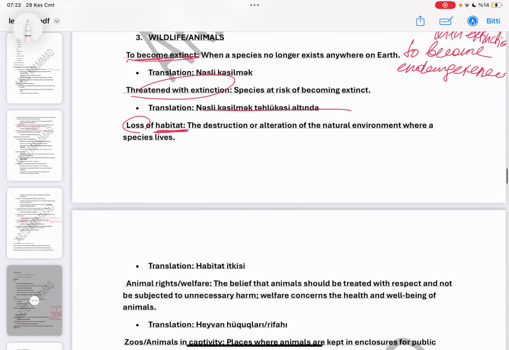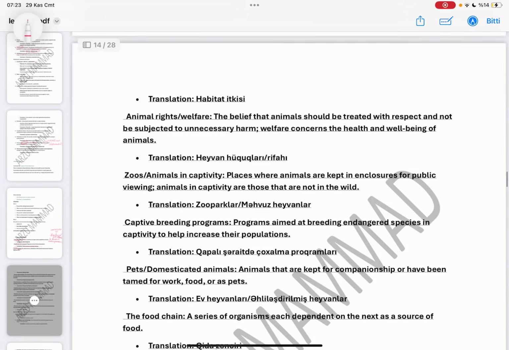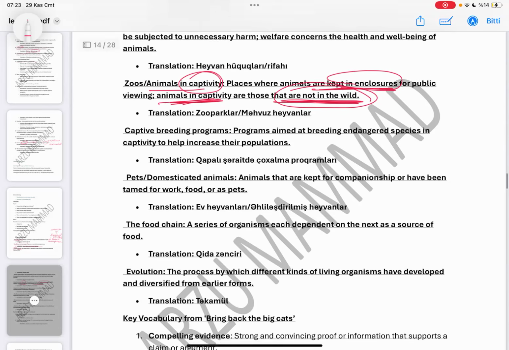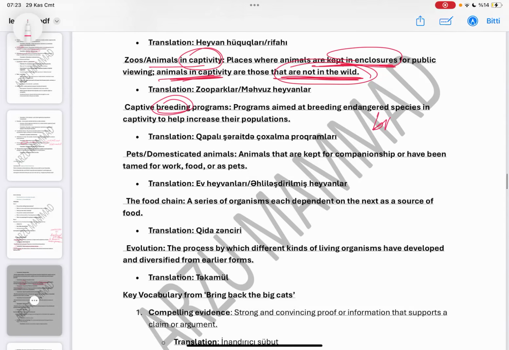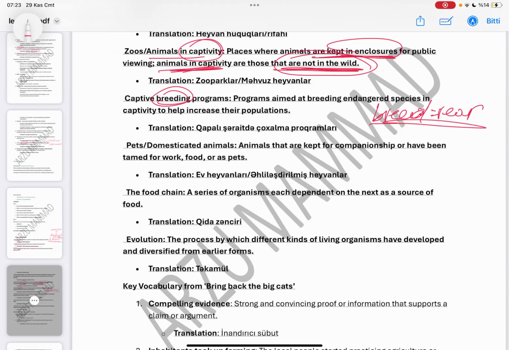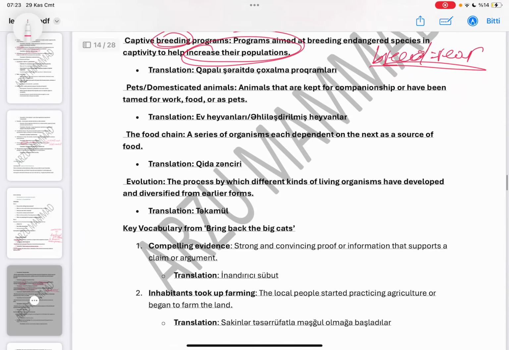Loss of habitat. Habitat we have already discussed. Loss of habitat it is. Animals in captivity, like are kept in enclosures, okay? Like animals in captivity that are not in the wild, in zoos, for example, okay? Breeding, like breed, rear, büyütme, besleme, okay? Breed, like increase their population. Pet or domesticated animals. Domestic animals and wild animals. At school, we learned this. Animals that are kept, have been tamed for work, food, or pets.